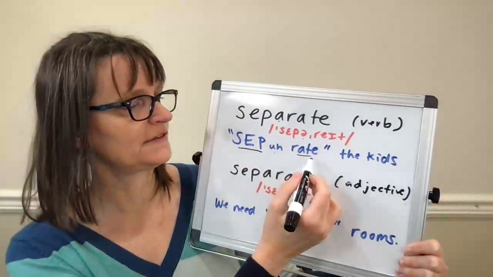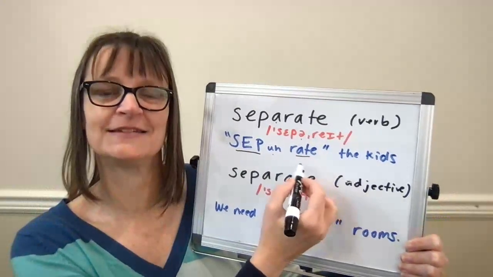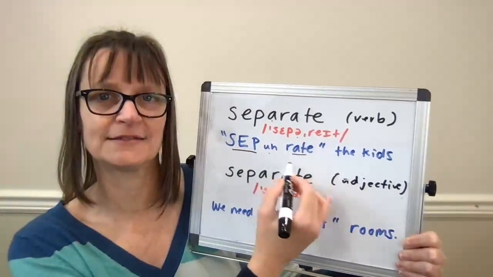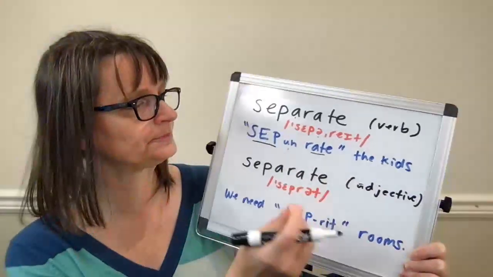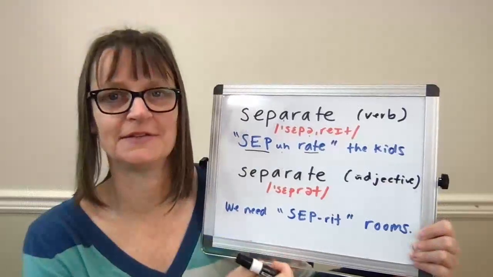You can try building from the back if the R gives you difficulty. Try ate, rate, arate, separate, separate. So an example sentence would be, we need to separate the kids.